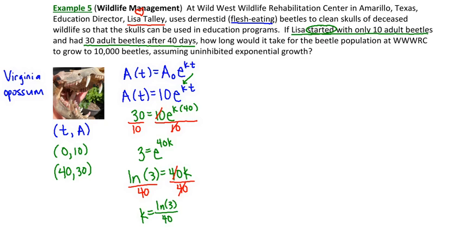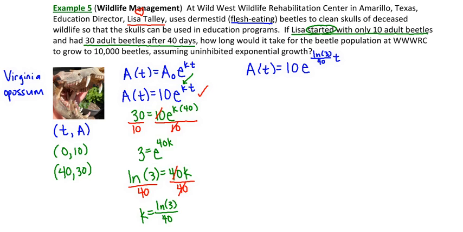So once again, we can come back to our model and update it a little bit. Now we know the rate of growth. So our exponential model now is A of t equals the initial population, 10 beetles, times e to the power of our rate of growth, natural log of 3 divided by 40, times t, our independent variable, which is time in days. Once we have this model developed, then we can use it to predict future values.